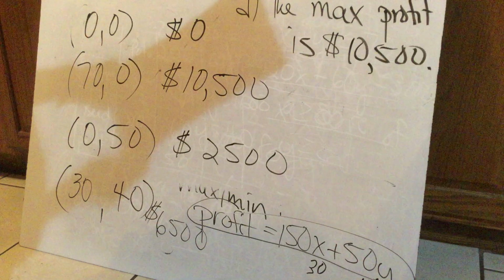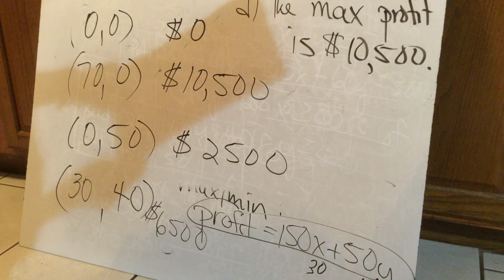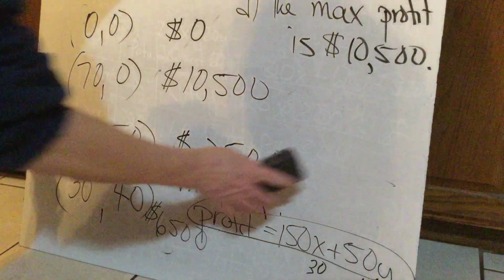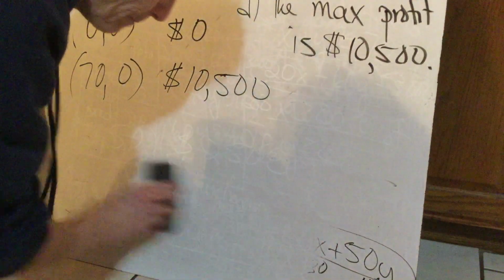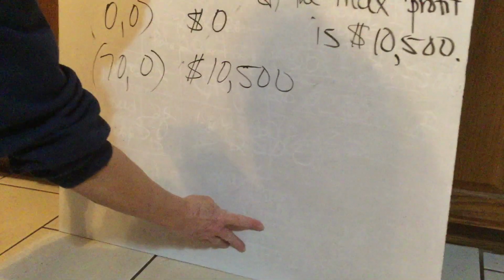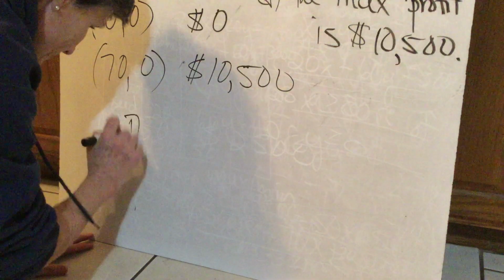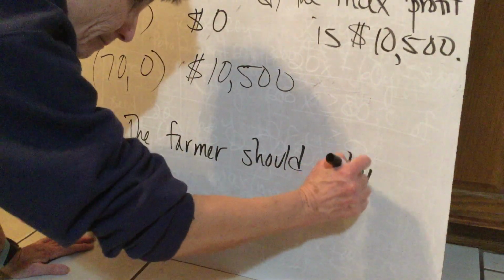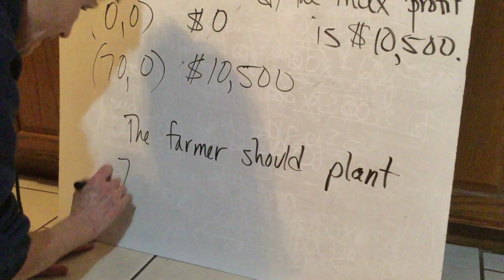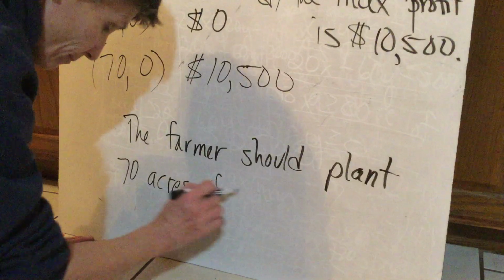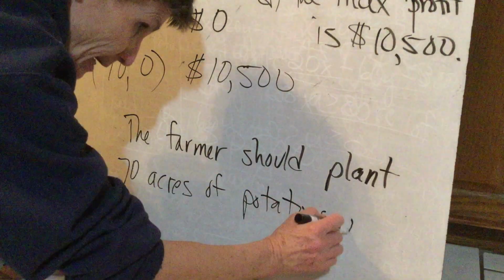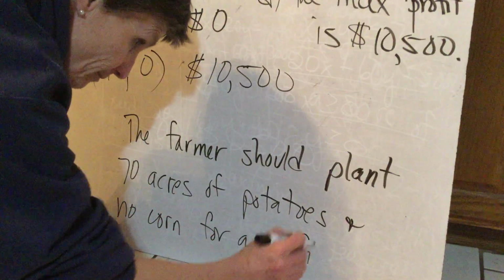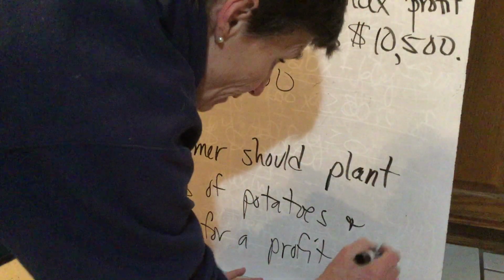What is the optimal solution? In other words, the max profit and the amount of corn and potatoes it takes to get it. So that's when we write our sentence. So to make room, I'm going to erase some of this other stuff now. So the farmer should plant 70 acres of potatoes, and no corn for a profit of $10,500.